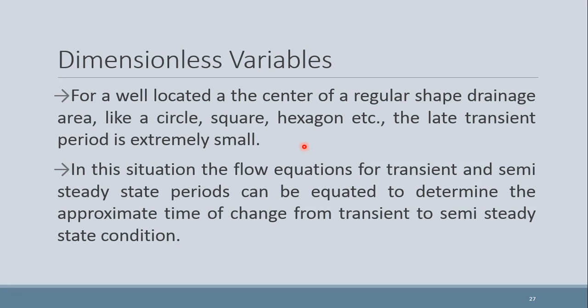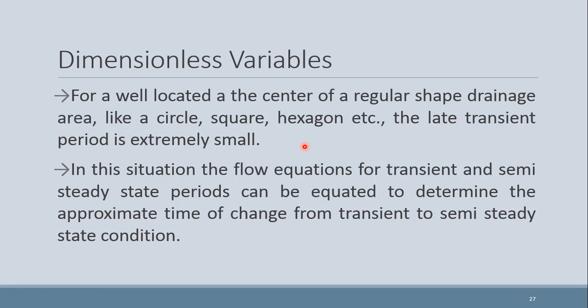Okay, it is not a regular shape. So in that case, in one direction the pressure disturbance will reach before, and in the other direction the pressure disturbance will reach at a later time. So in such a case, the late transient period is longer.